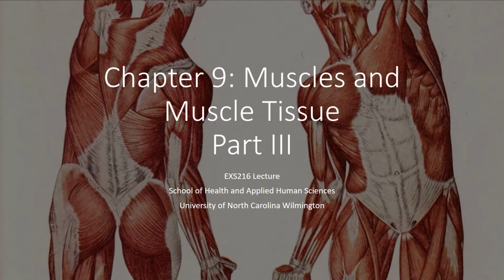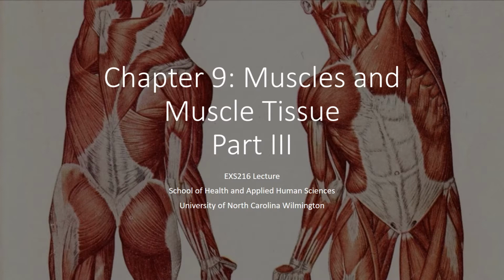This is Chapter 9, Muscles and Muscle Tissue, Part 3 of 3. In Part 1, we reviewed muscle tissue. We talked about the characteristics and the functions of all types of muscle tissue. From there, we focused on skeletal muscle. We looked at the gross anatomy as well as the microanatomy.